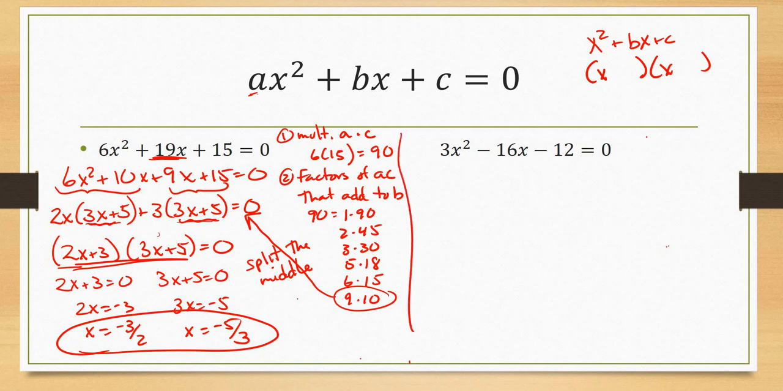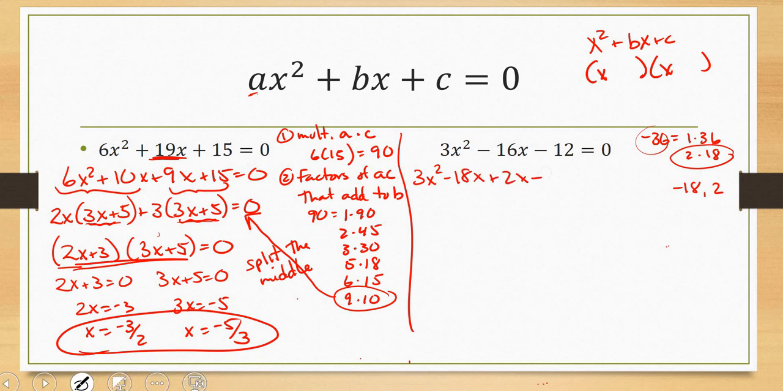Okay, first I have to multiply 3 times negative 12. That's negative 36. Factors: 2 times 18. That's going to look good to me. I'm going to pause right there, because I've got to make one of these negative. So if I make the 18 negative and the 2 positive, they will multiply to my combined a times c, and they will add up to my middle. Remember, I'm going to use those to split the middle. Minus 18x plus 2x minus 12 equals 0.